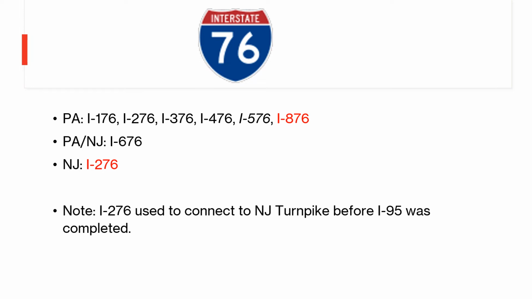And then in New Jersey, I-276 used to connect to the New Jersey Turnpike before it was signed as I-95 and the intersection between 95 and the Pennsylvania Turnpike was completed. So that's why we have 2 separate 276s on there, even though it was just one road. And now 95 takes it over from Bristol and goes into New Jersey itself, completing the freeway gap that was there for years.